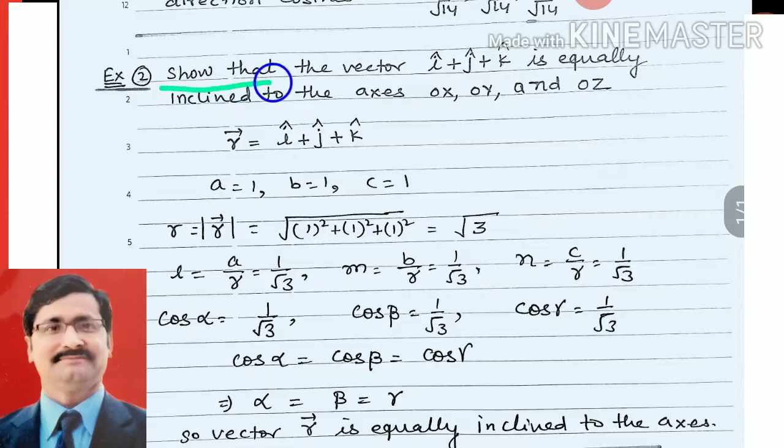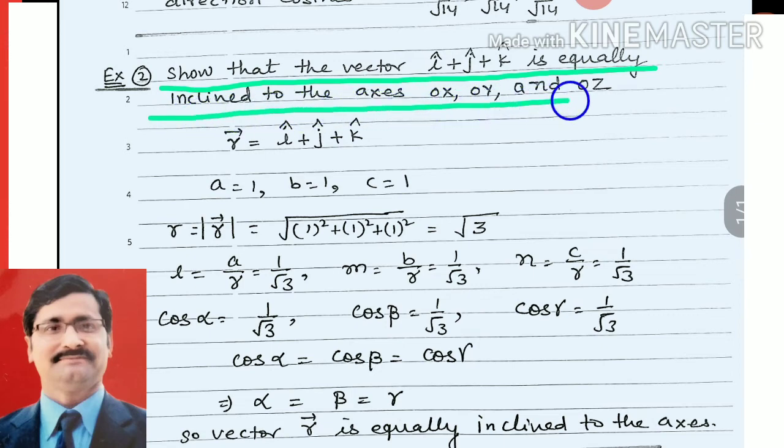So the vector i plus j plus k is equally inclined to the axes OX, OY, OZ. It means this given vector i plus j plus k makes equal angles with the axes OX, OY and OZ. So what is this r vector? The r vector is given to you as i plus j plus k. So you can write from here a equal to 1, b equal to 1 and c equal to 1.